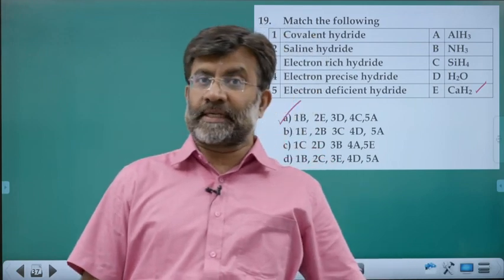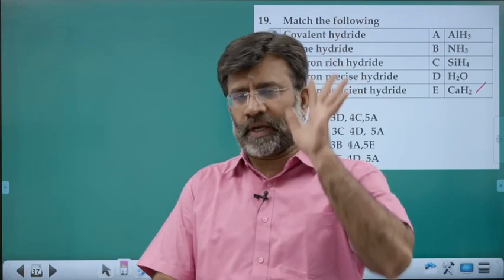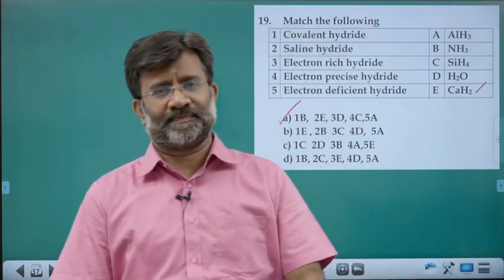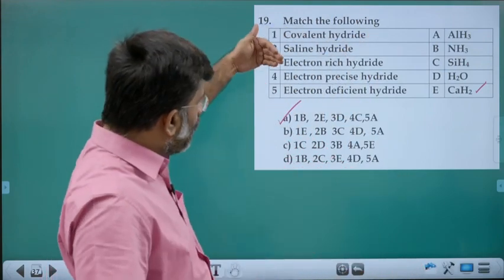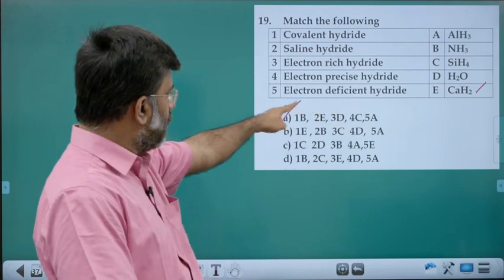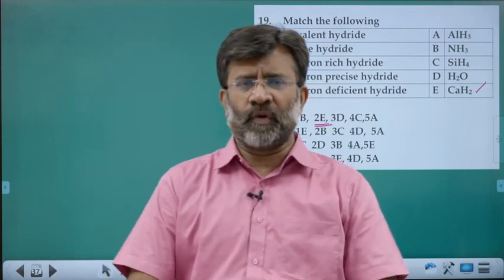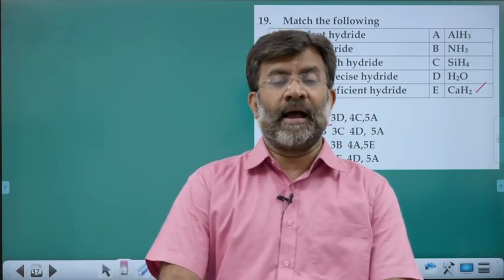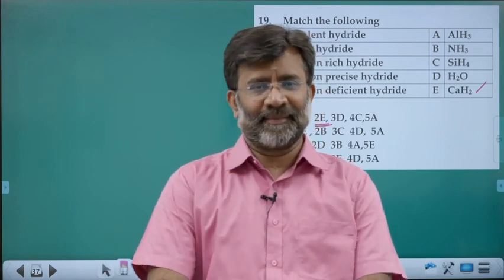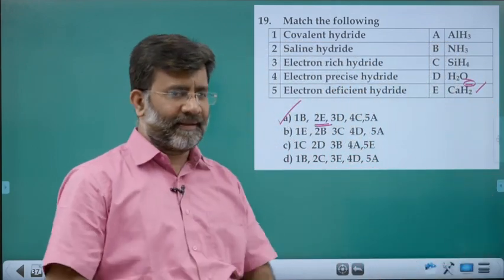Group 13 hydrides are electron deficient. Group 14 hydrides are electron precise. Group 15, 16, 17 are electron rich. So the other choices can have other combinations also, but the second one has only one combination, and by looking at that, you are able to confirm your answer straight away. Group 1 and Group 2 hydrides are saline hydrides, ionic hydrides, salt-like hydrides, and they are real hydrides, because there we have H minus. The real hydrides are them. Next.